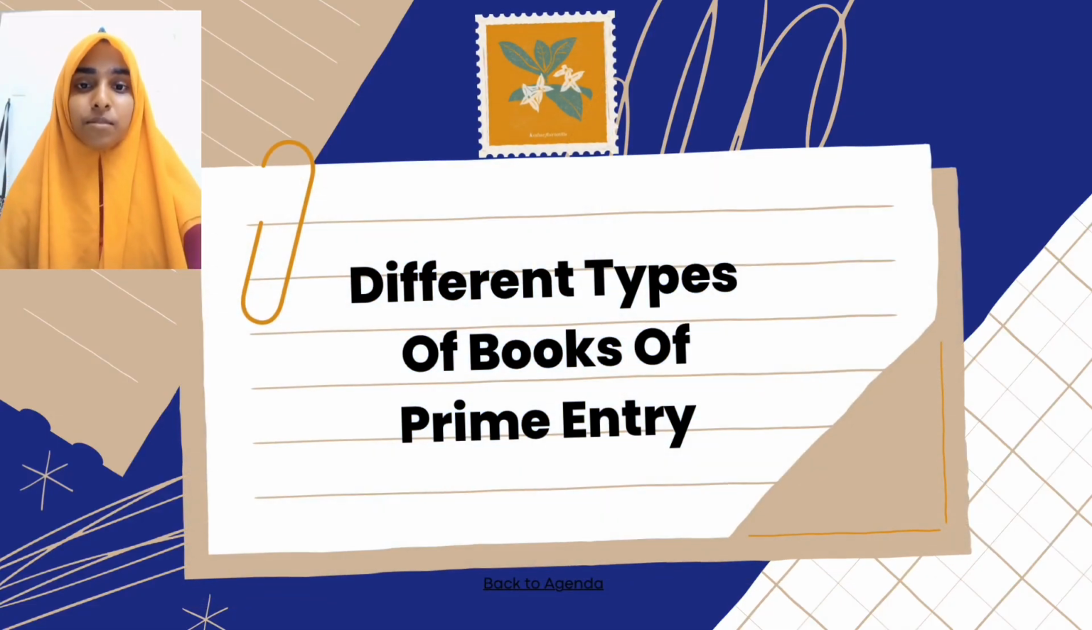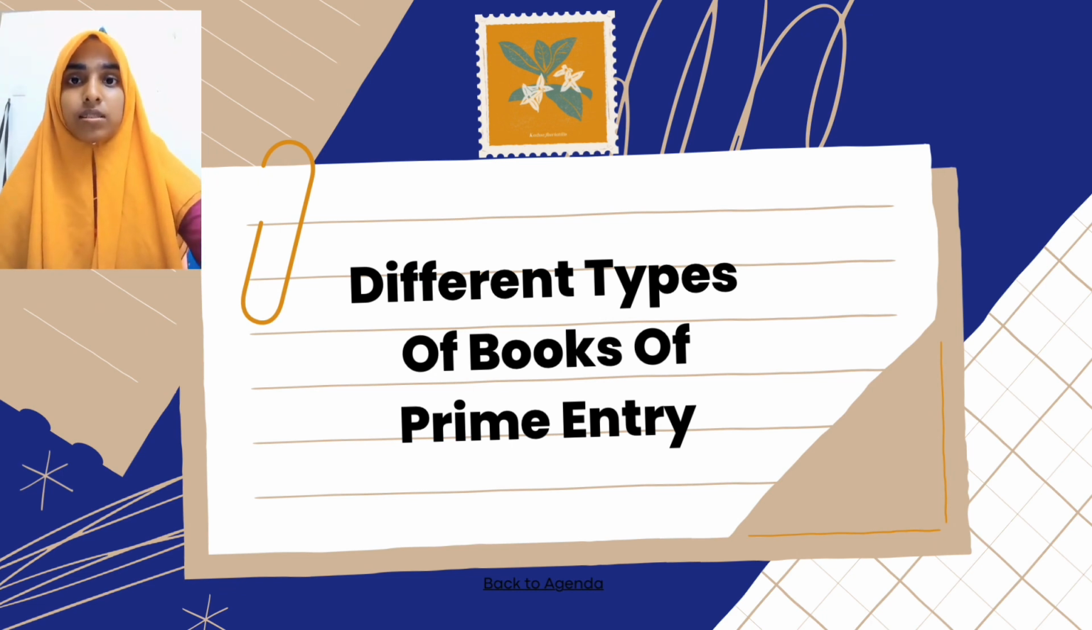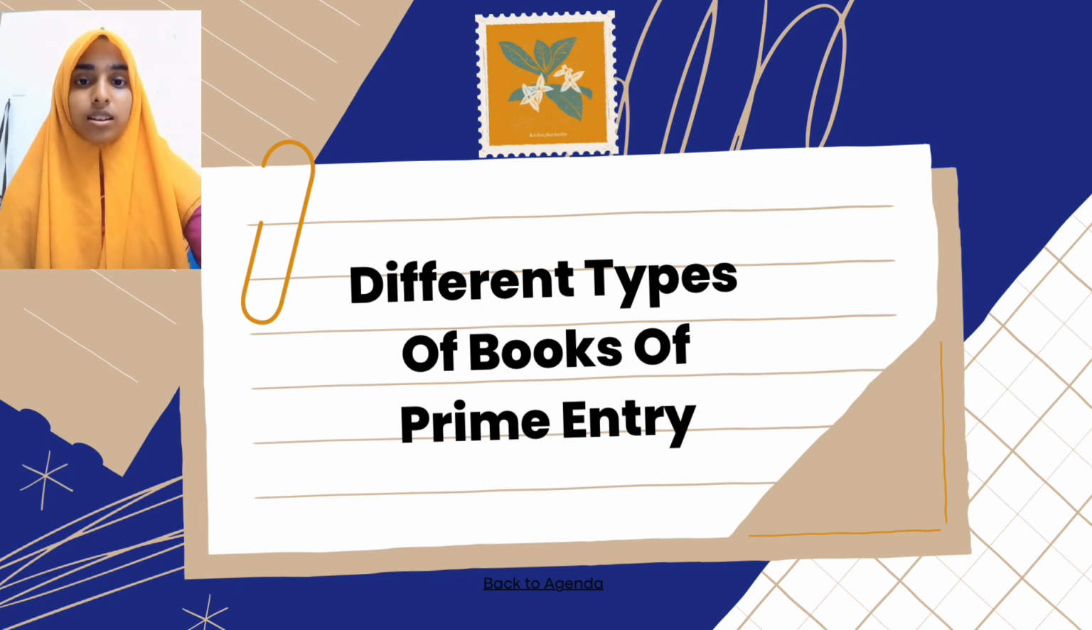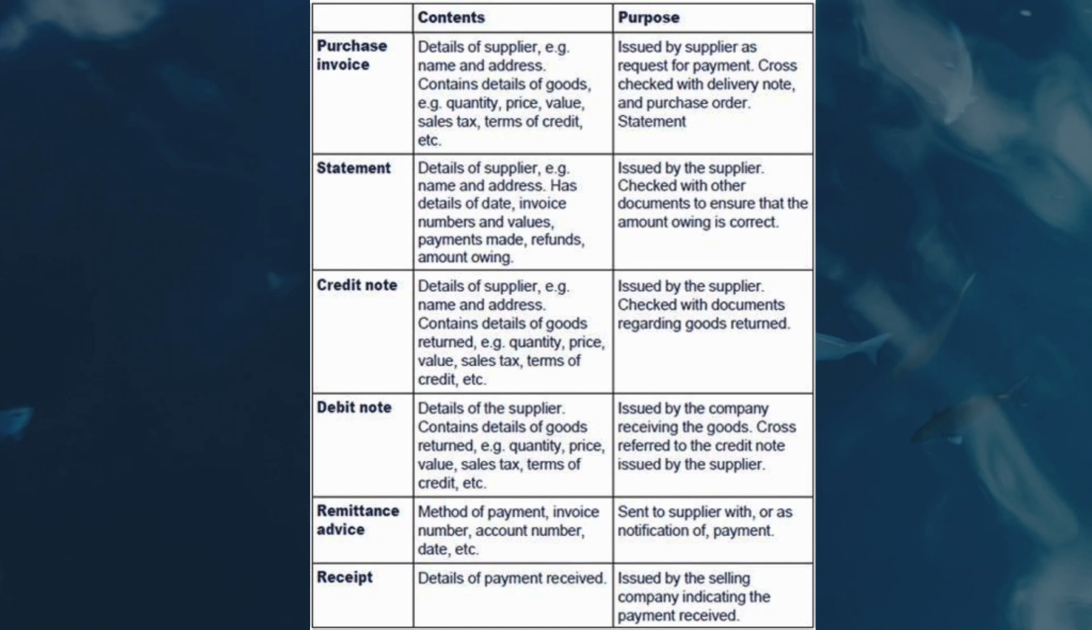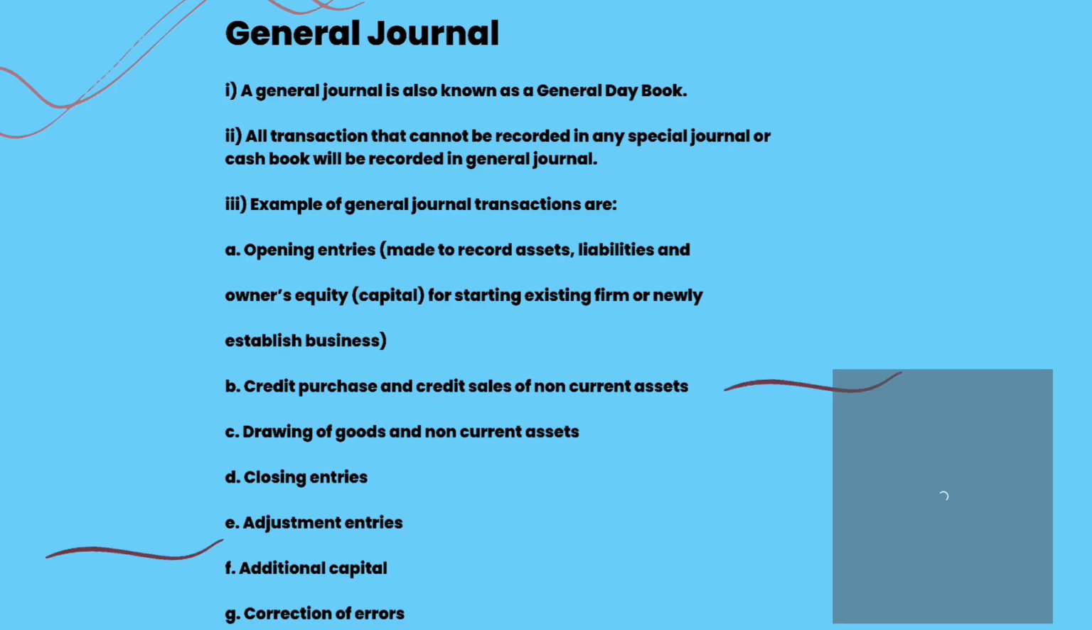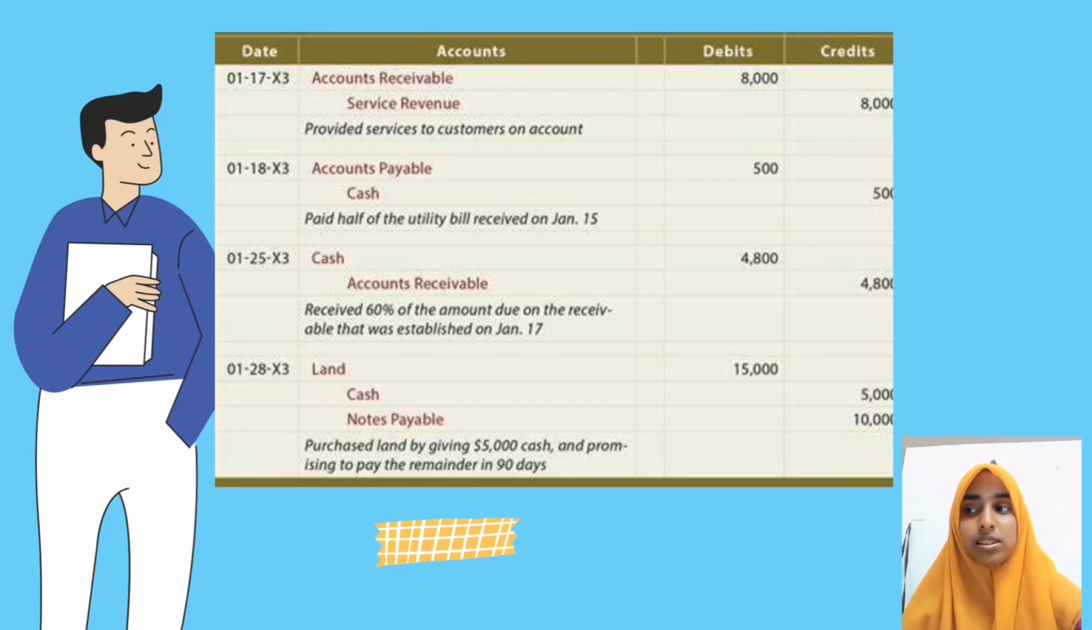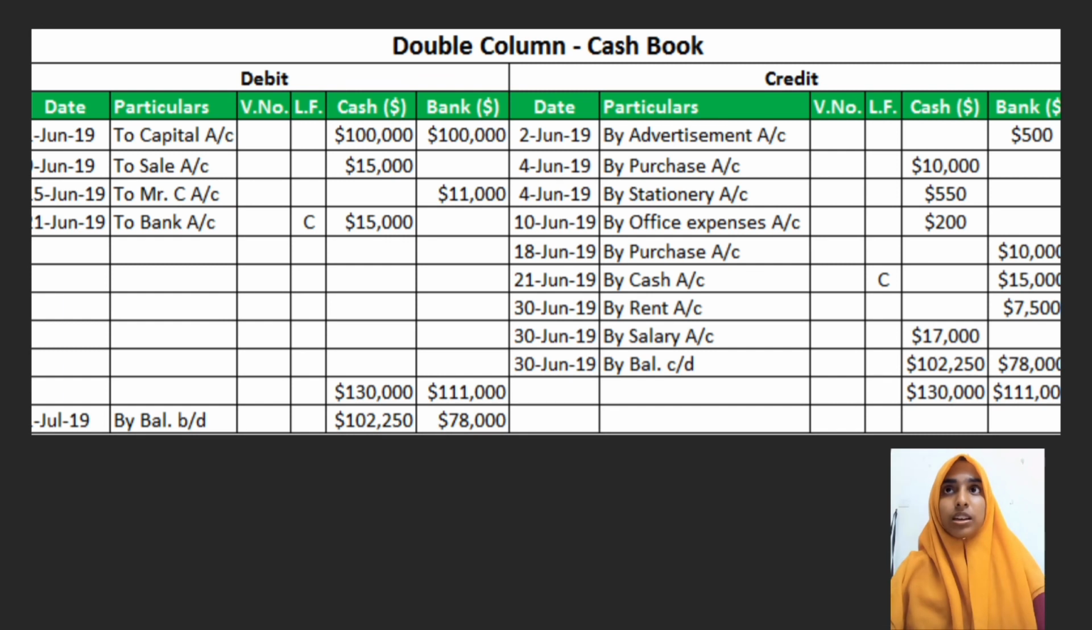So now we will see different types of books of prime entry. Here we can see the different books. This is the example of a journal. Here we can see the example of a cash book.